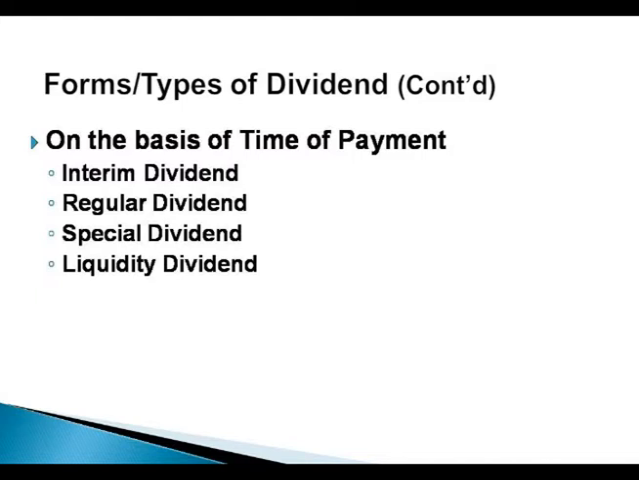Next, special dividend. When an employee of a company performs extraordinarily, in that case the company cannot give, like, cash remuneration to that employee, but may issue some sort of dividend or share, which is known as special dividend. Liquidity dividend is the case when the board of directors decides to pay back the original capital contributed by equity shareholders as a dividend.